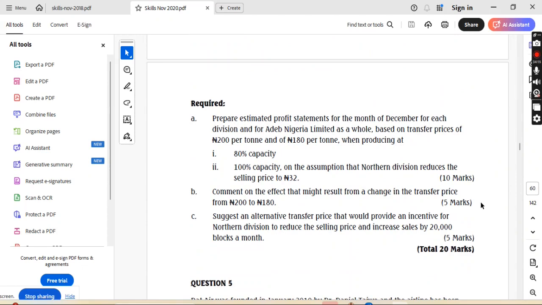You should prepare it based on 80% capacity. The transfer price will be 200 naira per ton and 180 naira per ton. We'll do it based on 80% capacity, then based on 100% capacity, on the assumption that the Northern Division reduces the selling price, assuming the Northern Division reduces the selling price to 32 naira per block.